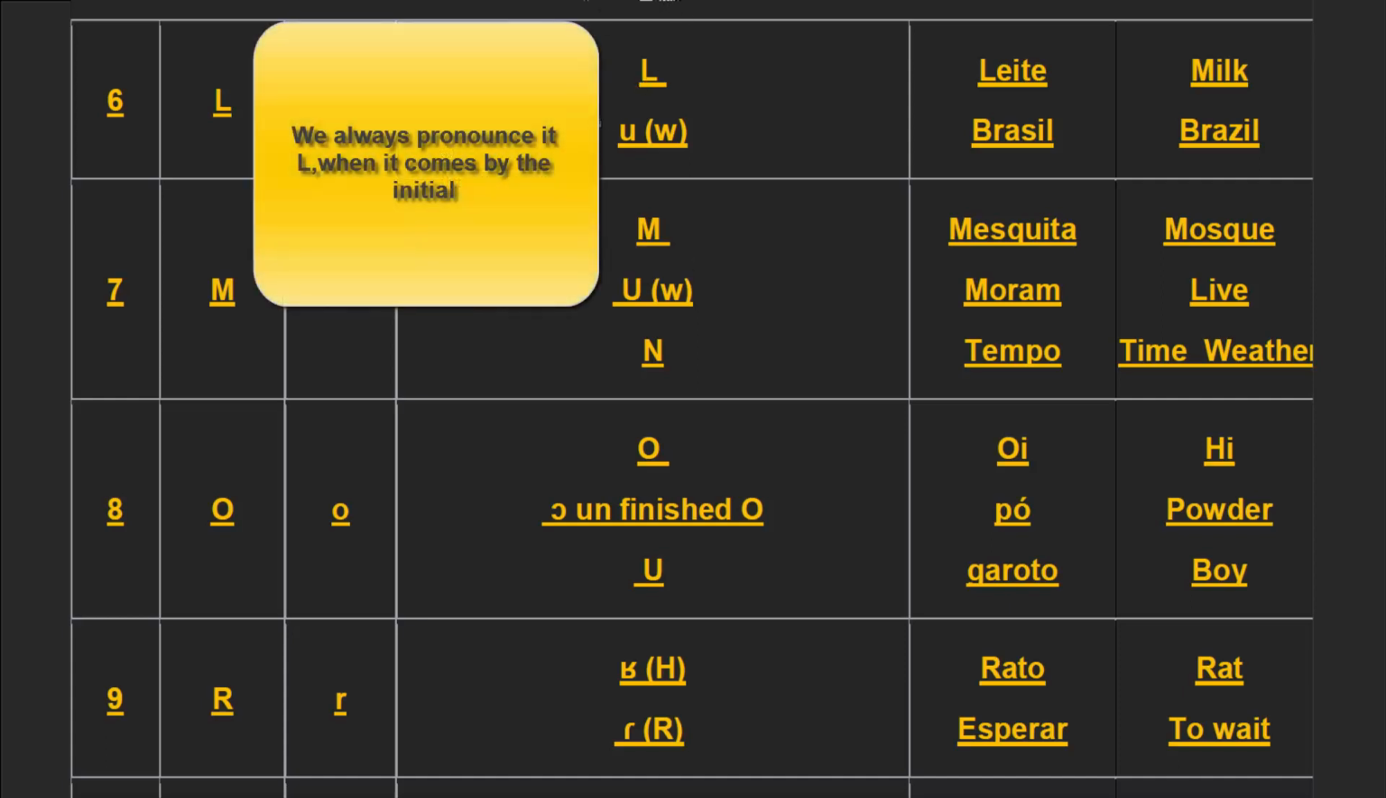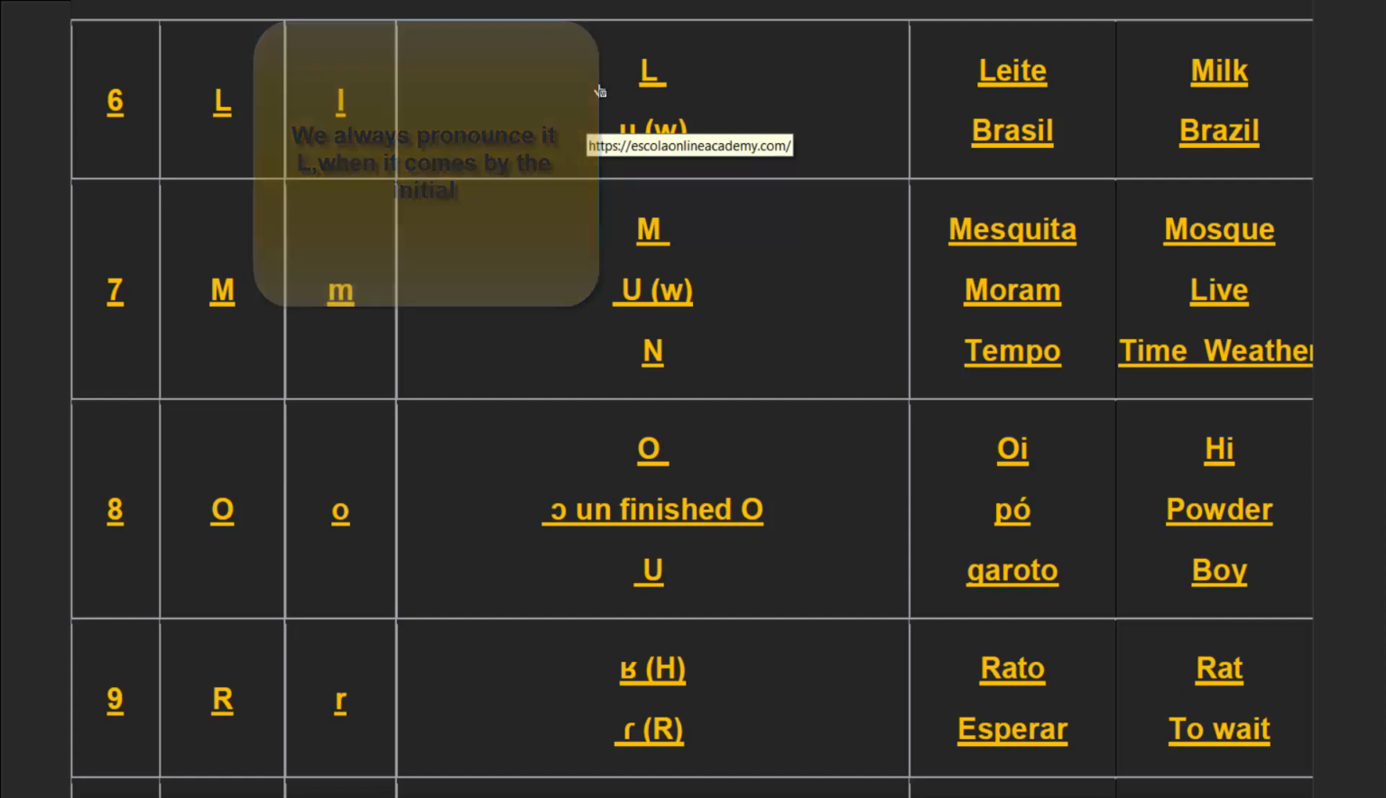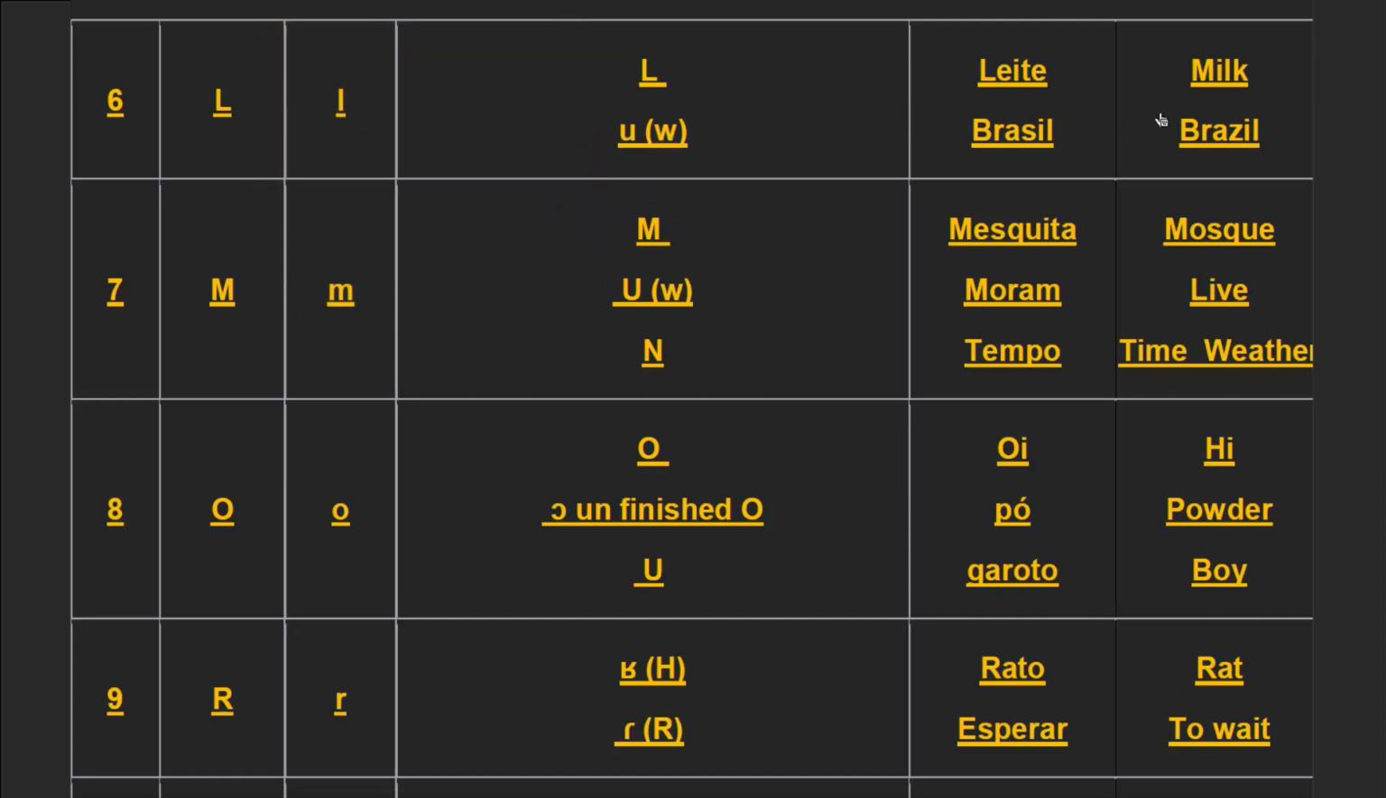Then we have letter L, which has two pronunciations in a word. Always when it comes at the beginning of the word, we pronounce it as L in English. The example that we have here is the word "milk", which means in Portuguese leite, leite.